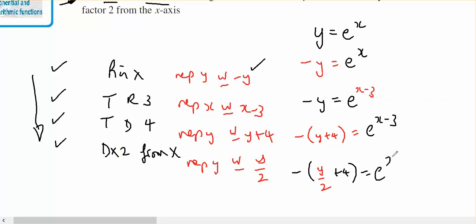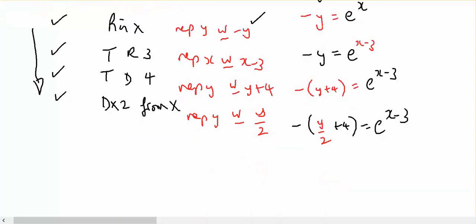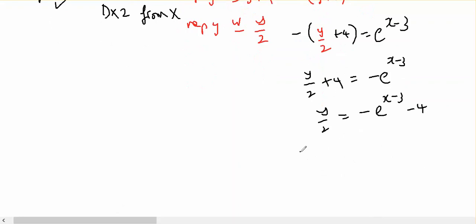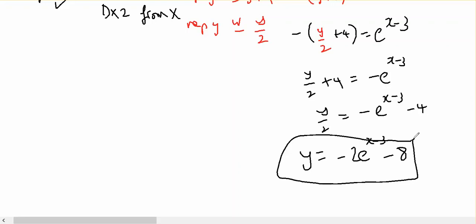equals e to the x minus 3. Now to rearrange things, y on 2 plus 4 equals negative e to the x minus 3, y on 2 equals negative e to the x minus 3 minus 4, which means that y equals minus 2 e to the x minus 3 minus 8 is the new rule.